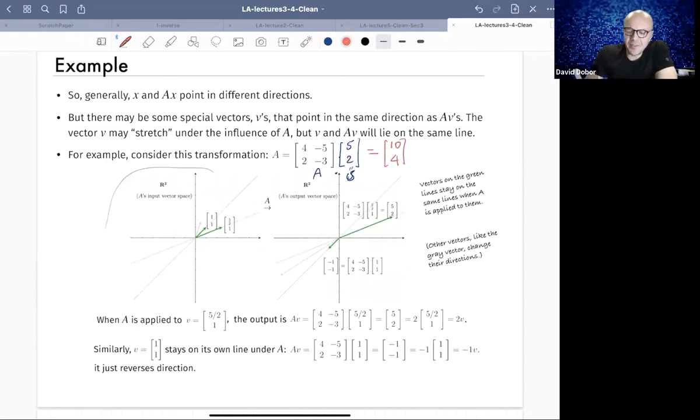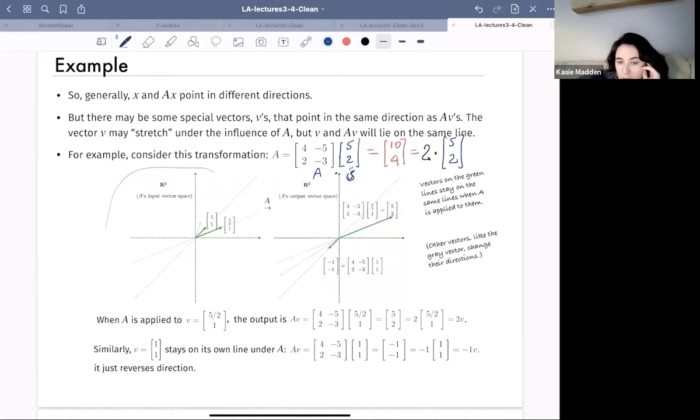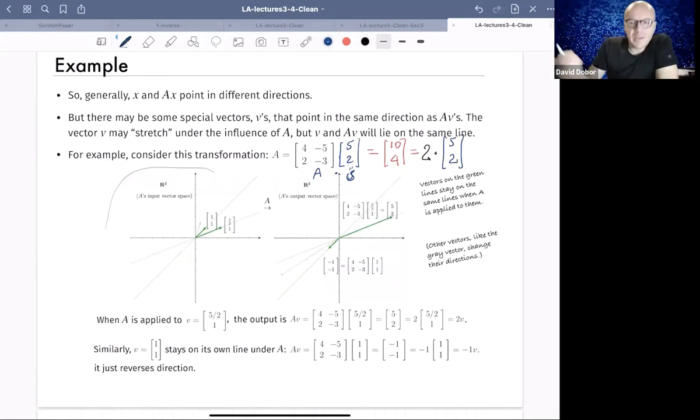So when I applied this transformation to 5/2, what came out of the other side? Does the red vector that I just wrote here point in a different direction from 5/2, or do both of these point in the same direction? These two vectors. Do they point in the same direction? Yes, they point in the same direction. It's twice the original vector. So in went 5/2, and out came twice 5/2. They point in exactly the same direction.